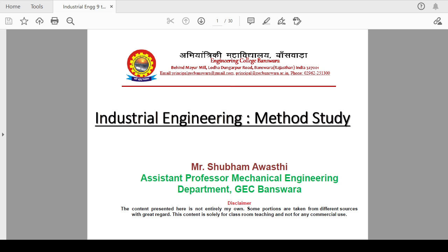Hello friends and my dear students, as we are studying industrial engineering and method study, we have discussed the flow process chart, how you can construct that chart, and what are the characteristics, objective and advantage of preparing the flow process chart. So today we are going to see the comparison of a few process charts.